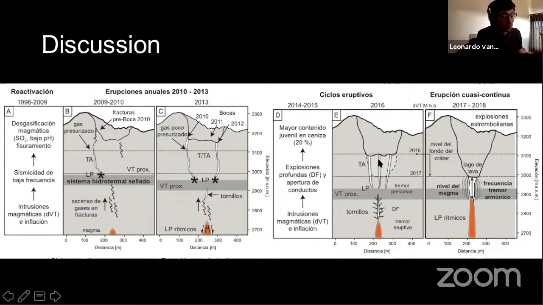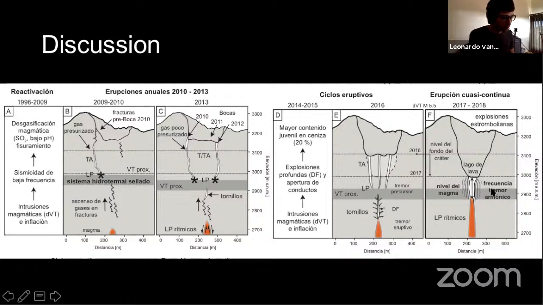And we have some measurements of the bottom of the crater taken by Paulo Ruiz in 2016 and 2017. And we see this 200 meters difference. And by 2017, we see that the crater is deeper, and we finally see the lava lake or pool, and we start to see long-lasting harmonic tremor finally, and some strombolian explosions.